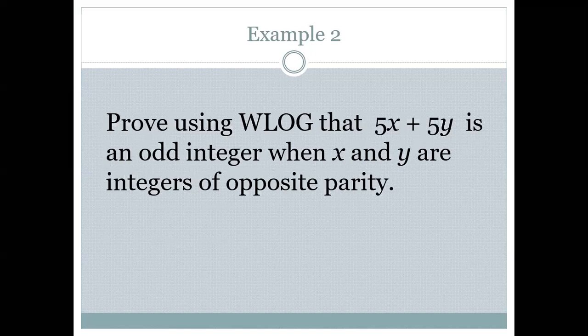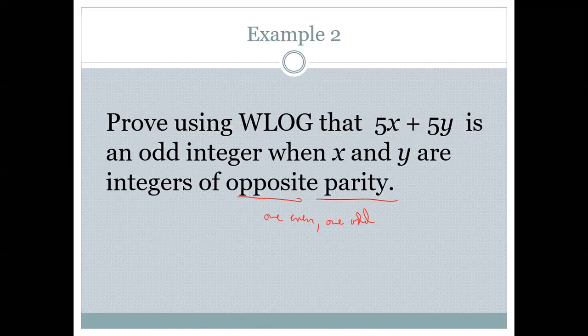Without loss of generality proof, here's an example. Prove that 5x plus 5y is an odd integer when x and y are integers of opposite parity. What does that mean? One is even, one odd. Now you might say to yourself, oh no, which one's even and which one's odd?